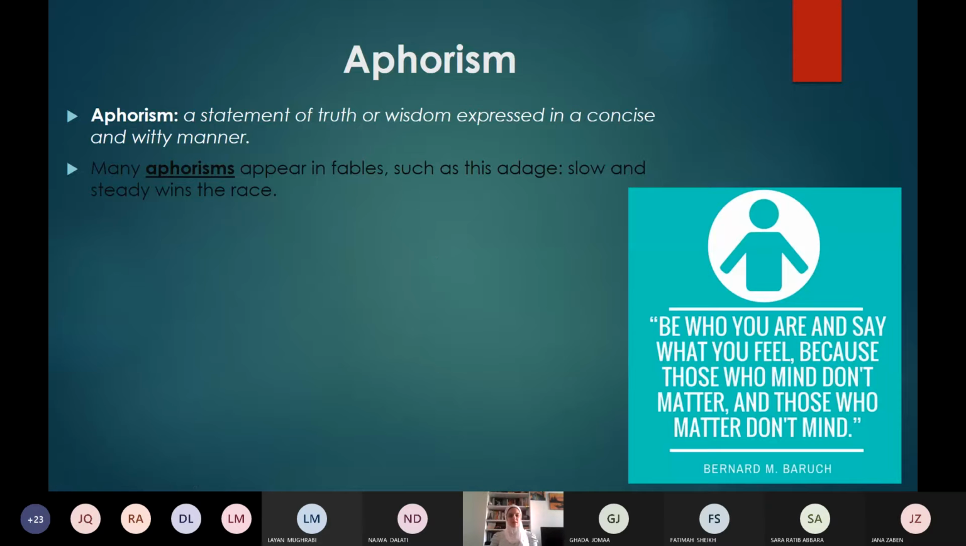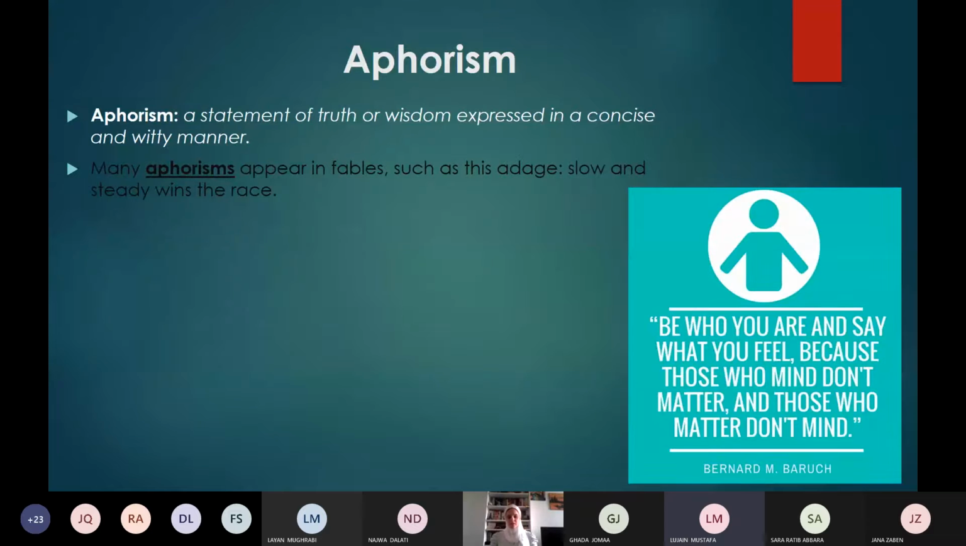Okay. Then we have aphorism. Aphorism is a statement of truth or wisdom expressed in a concise and witty manner. What is aphorism? Aphorism is a quote, as people say, proverbs. Proverbs, you know, wisdom. Many aphorisms appear in fables, such as this adage. Adage is a wisdom saying, or a saying of wisdom.